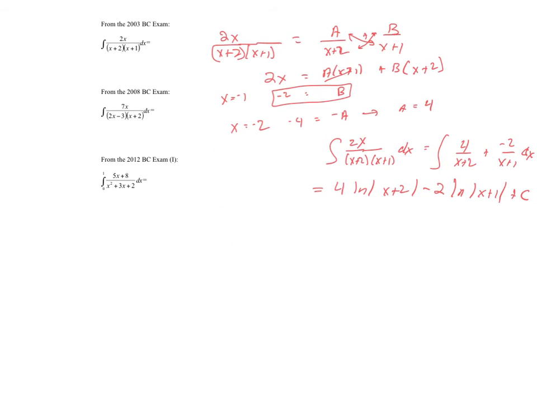The 2008 exam is going to be similar. So when they say non-repeating factors, a repeating factor, so here we've got x plus 2 and x plus 1, would be if I had x plus 1 quantity squared. Now that you have that square term, things just get a little bit more complicated. We're just not going to cover that. So I'm going to jump ahead here to the 2012 version.